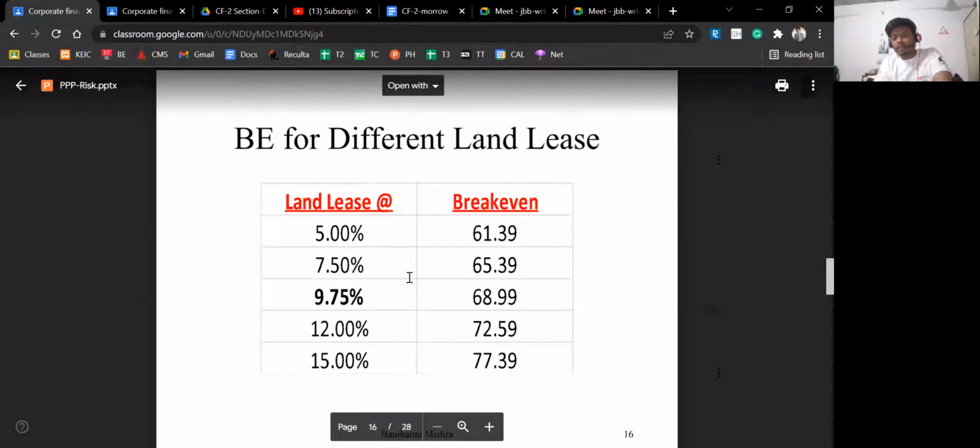Now, similarly, a question can be asked that, okay, instead of 9.75%, if the lease rate was different, if it was 7.5% or 15%, what would be the impact on the break-even point?